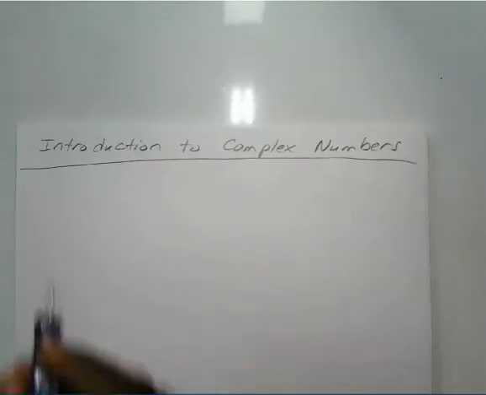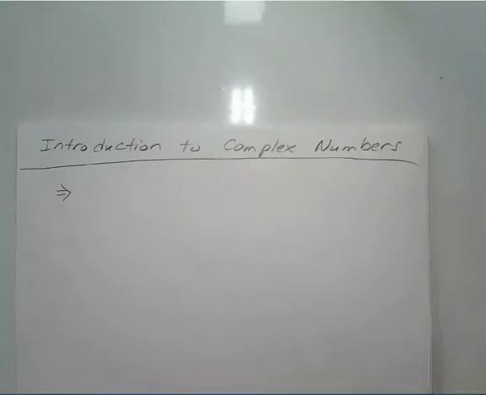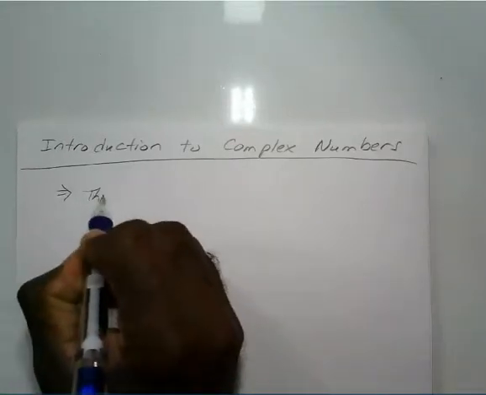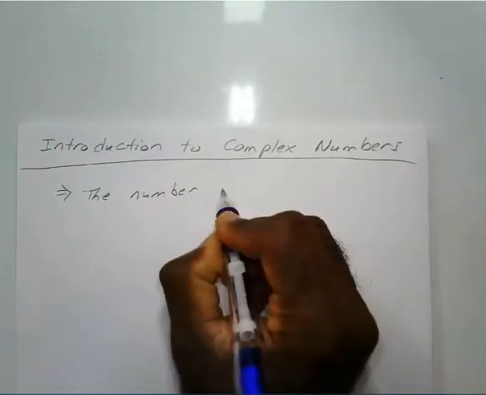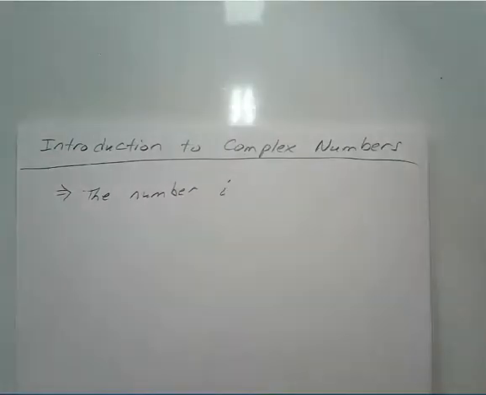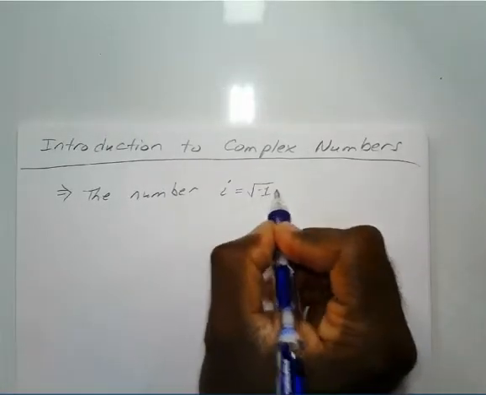Okay, now the main part of a complex number is the number i. Yes, for complex numbers, i is not a variable but an actual number, because i is equal to the square root of -1.